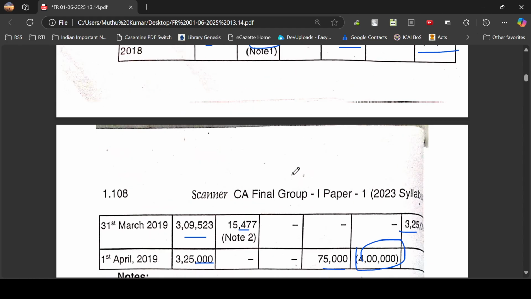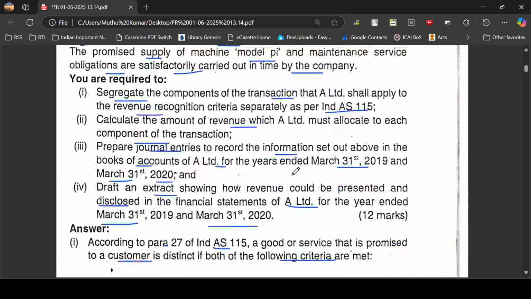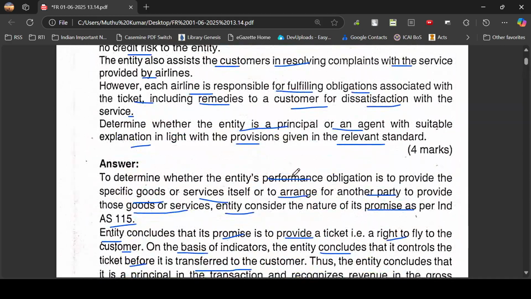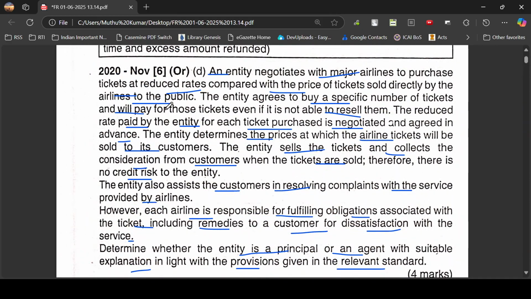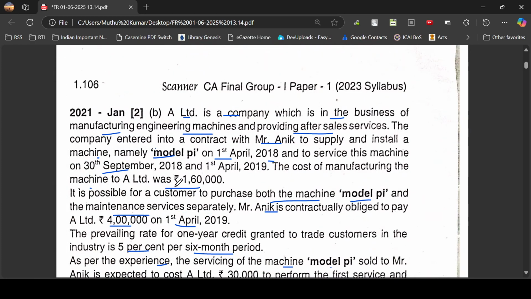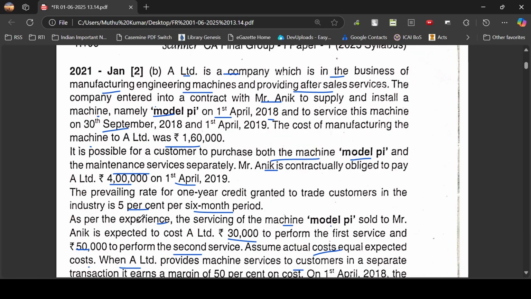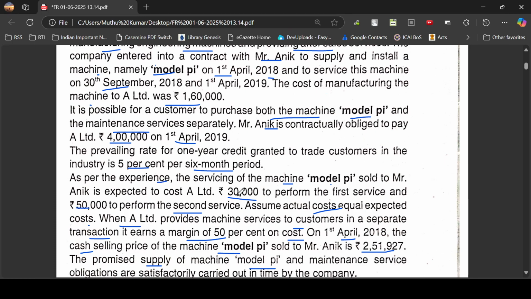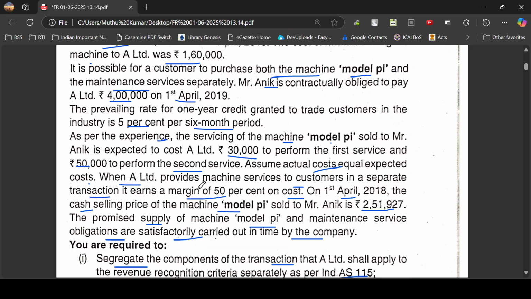This is how you want to account. 45,000, 75,000. But the actual cost is different. 4 lakhs is the model, 5 percent, 30,000 plus 50,000. It is expected to cost 30,000 for the first service and 50,000 for the second one. So 80,000 is the service cost, but they charge only 50,000.